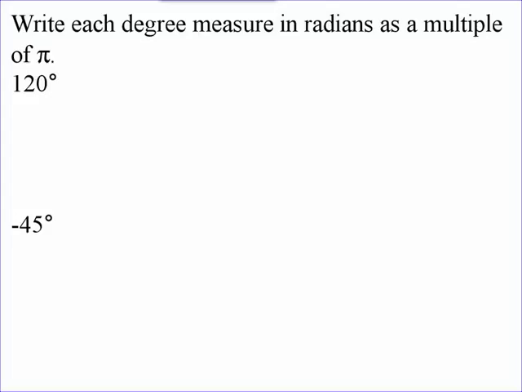And so let's go ahead and look at the following. It says to write each degree measure in radians as a multiple of pi. So we're converting degrees to radians. So in order to do that, I'm going to multiply by pi, in this case radians, and divide that by 180 degrees. And if I look at that, I see that I can cancel off the degrees, which is exactly what I wanted to have happen. I wanted it to be in radian form.